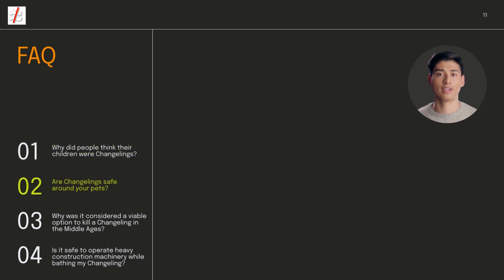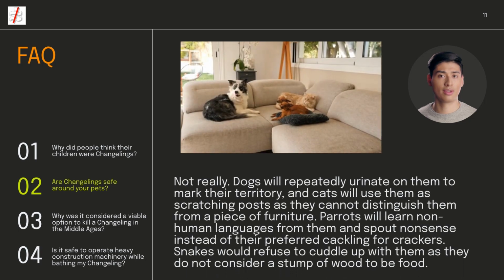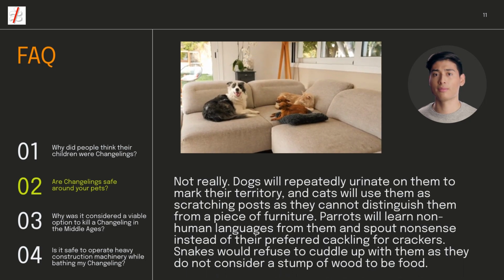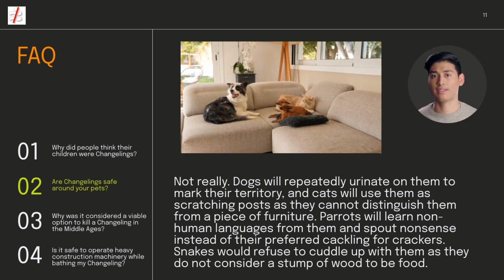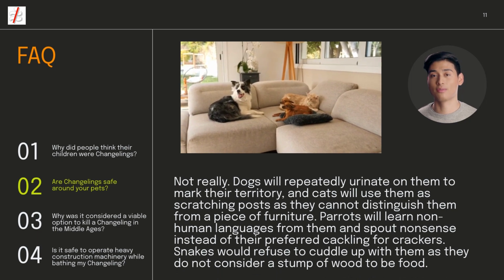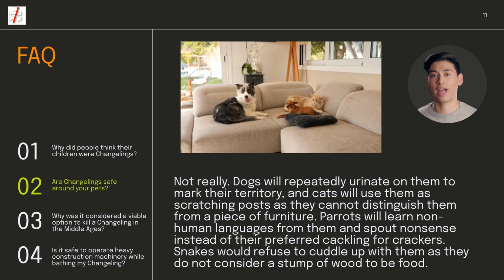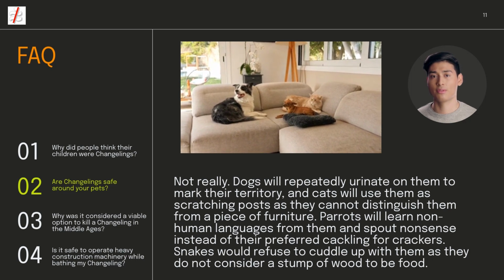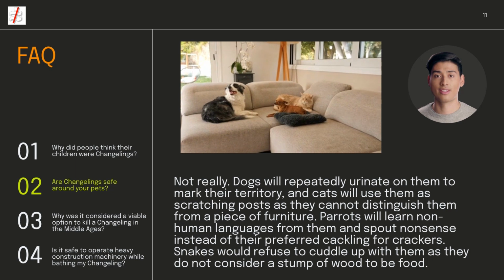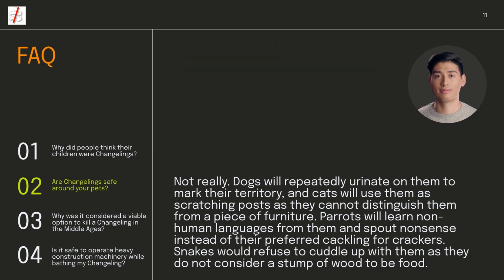Are changelings safe around your pets? Not really. Dogs will repeatedly urinate on them to mark their territory, and cats will use them as scratching posts, as they cannot distinguish them from a piece of furniture. Parrots will learn non-human languages from them and spout nonsense instead of their preferred cackling for crackers. Snakes would refuse to cuddle up with them, as they do not consider a stump of wood to be food.